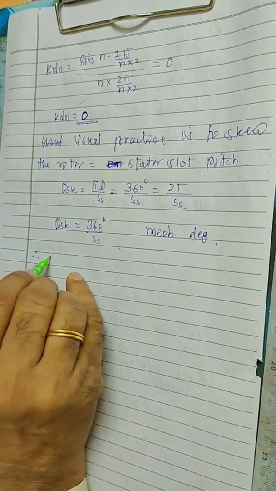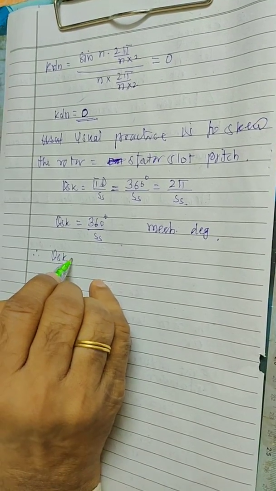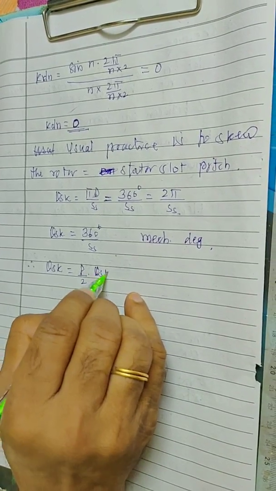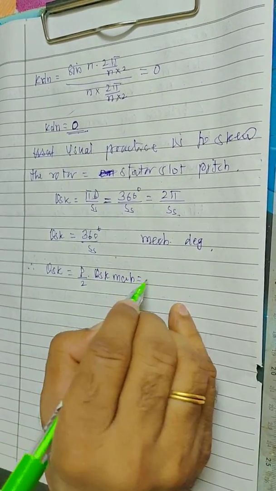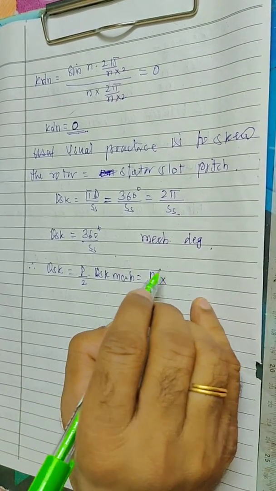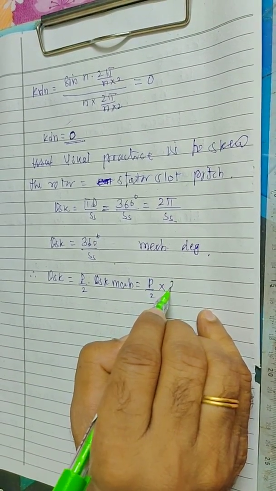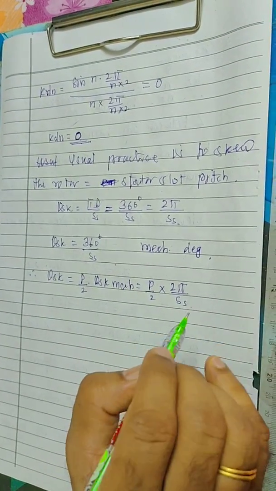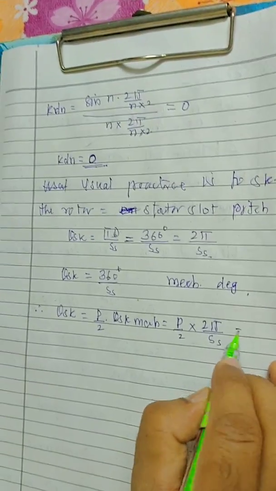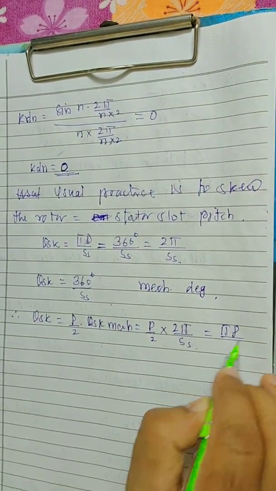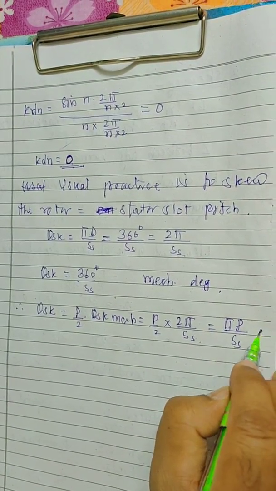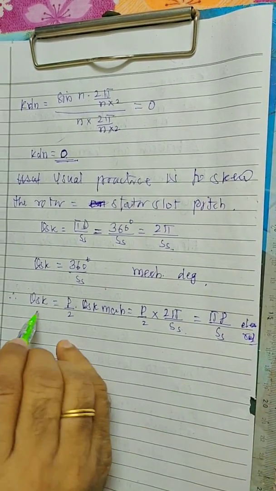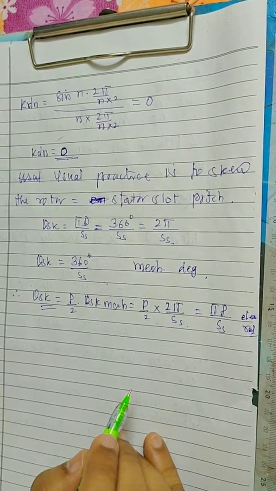Theta sk electrical is equal to P by 2 theta sk mechanical. So this is P by 2 theta sk mechanical, which is equal to 2 pi upon Ss, that is pi P upon Ss. This is theta sk in electrical radians.